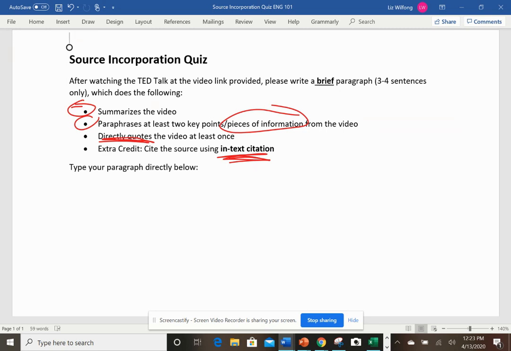You probably already know how to do it. You just don't realize it yet. So just go with your gut and give it a try and see if you get it right. And if you don't, nothing bad happens. Got nothing to lose. So all this stuff you're just going to type directly below.